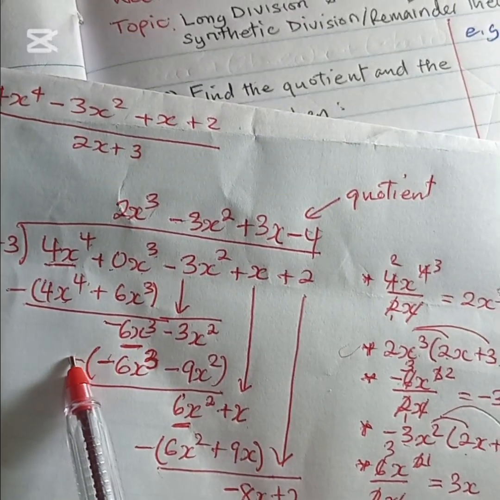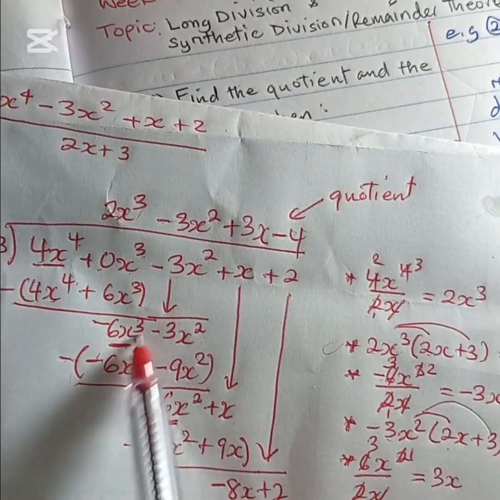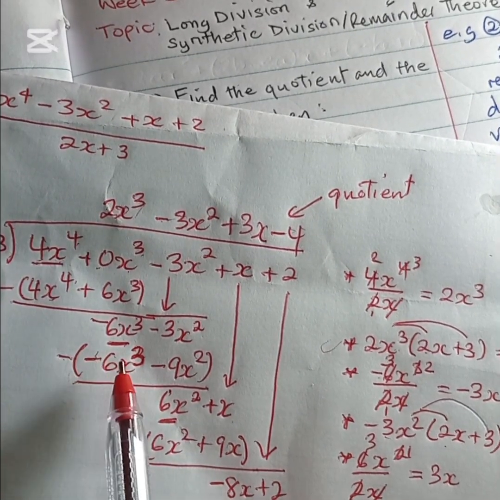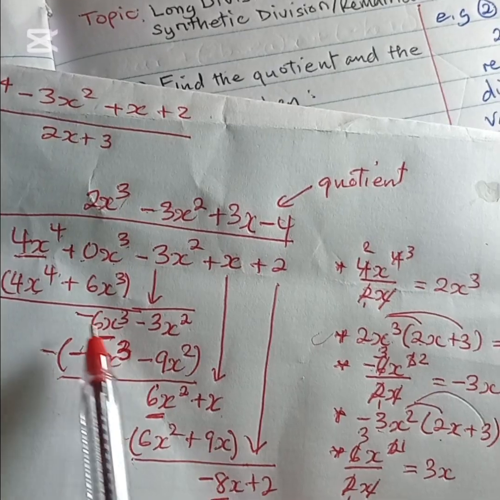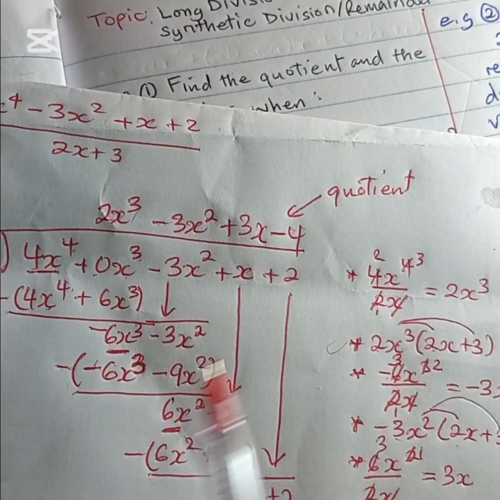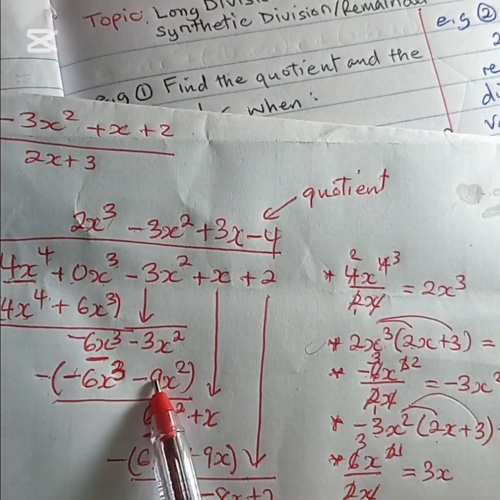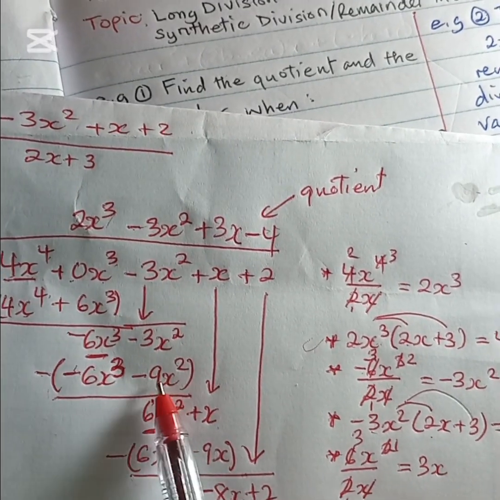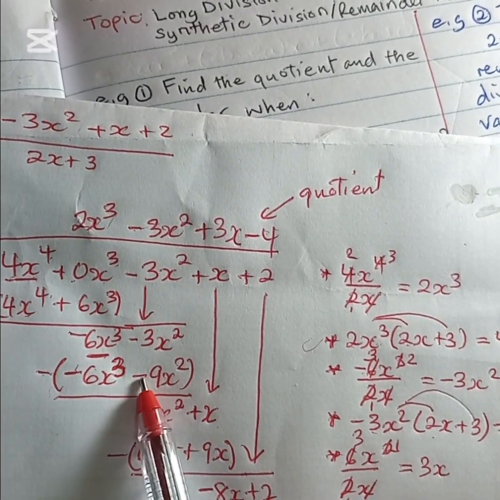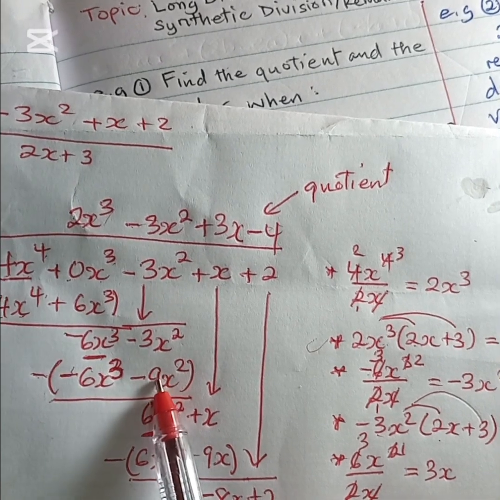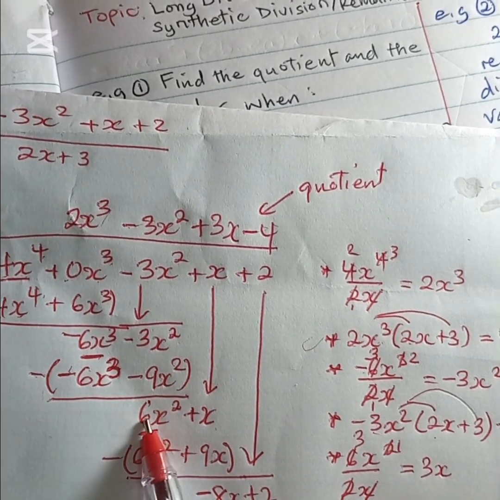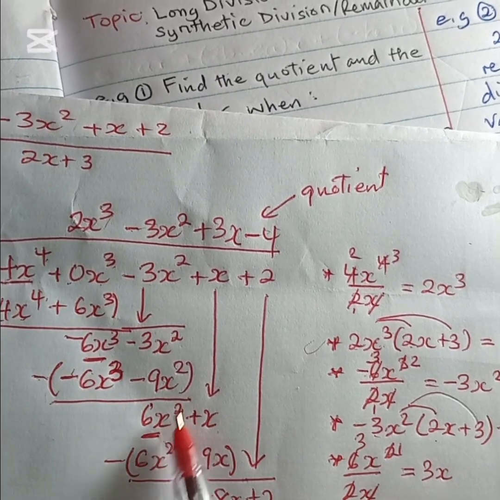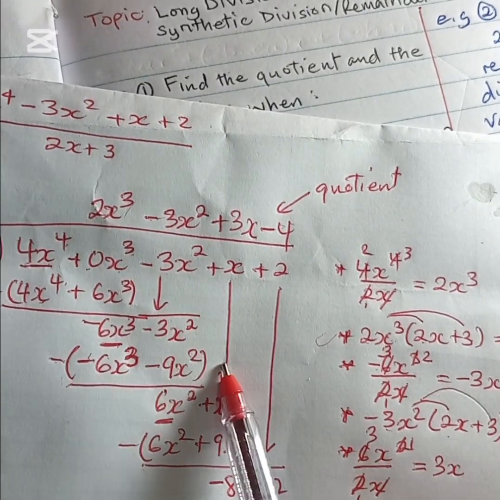And we subtract. Negative 6x cubed minus negative 6x cubed is like adding the opposite of the second term. So negative 6 plus positive 6 is 0. Negative minus negative is negative plus positive. So negative plus positive, you subtract the 2 and bring down the sign of the larger one. So 9 minus 3 is 6, and 9 is bigger, so it's positive 6x squared. And we bring down x.